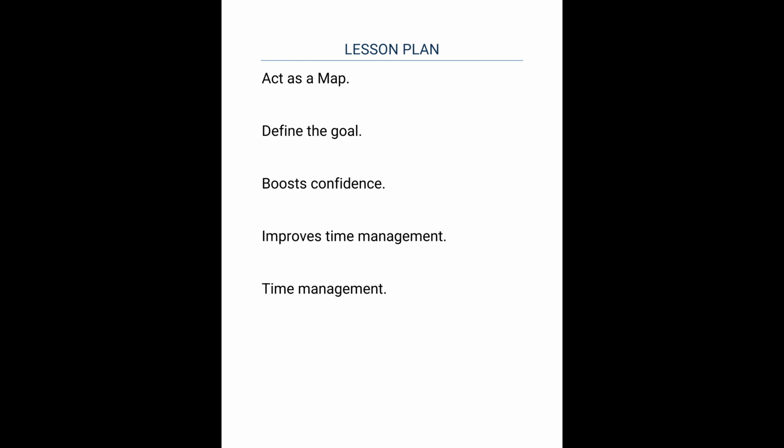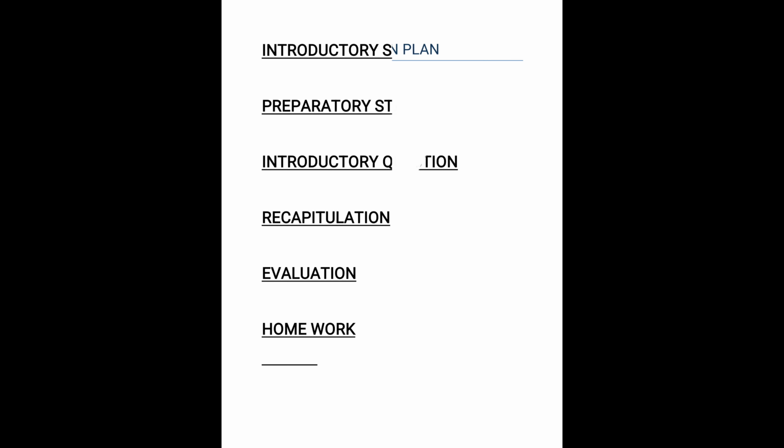Now let's look at and understand what a lesson plan looks like and how to prepare it. A lesson plan majorly consists of the introductory stage, preparatory stage, introductory questions, recapitulation, evaluation, and homework. Usually, the introductory stage contains details like the introduction of the pupil teacher, the school in which they are teaching, the subject name, their class roll number, the topic, the subtopic, and so on.